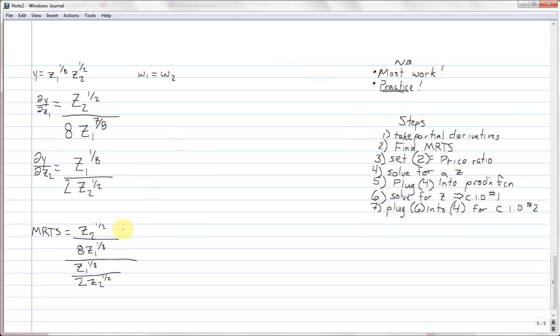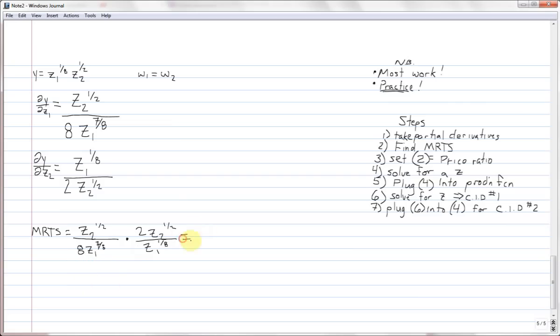Okay. Now I can simplify this MRTS, which is going to make it way easier for me to work with. I know that dividing by a fraction means I'm going to flip the fraction and multiply. So I'm going to multiply this by 2 Z2 to the 1/2 over Z1 to the 7/8. Okay, Z1 to the 1/8. Since I've done that, I'm going to go ahead and erase all this because this is equivalent.